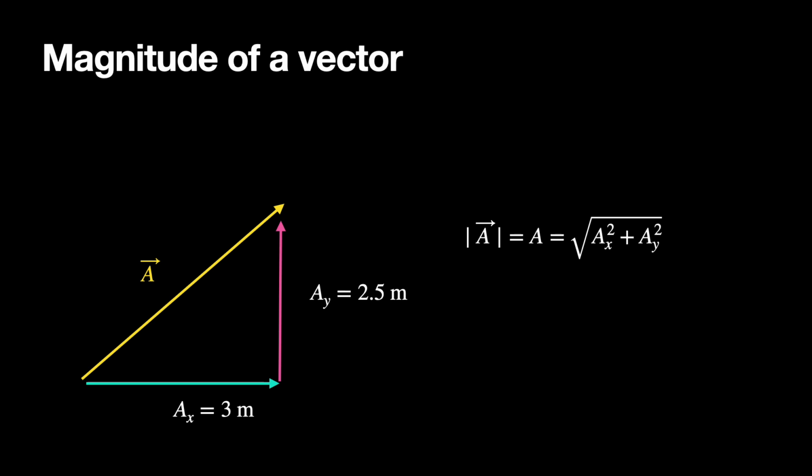But now I can use the Pythagorean theorem, right? I have a right triangle. So if I say a squared plus b squared is c squared, c is the magnitude of the vector. So I have ax squared plus ay squared, and then I want to find a, so I have to take the square root of that. So I'm just using the Pythagorean theorem to find that. And if I do that in this case, I get 3 squared plus 2.5 squared, and then I take the square root, and I get 3.91 meters. Positive. You'll never get a negative magnitude because you're squaring both things. They would be positive after that.